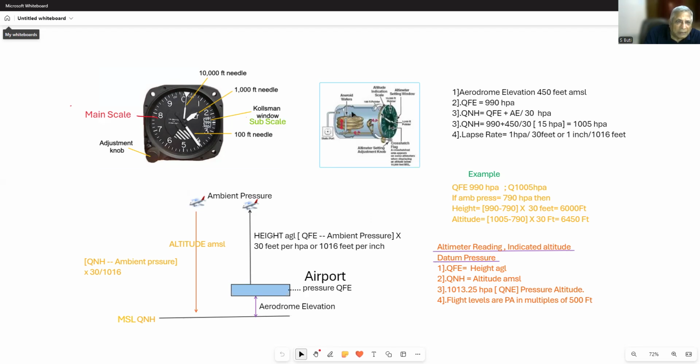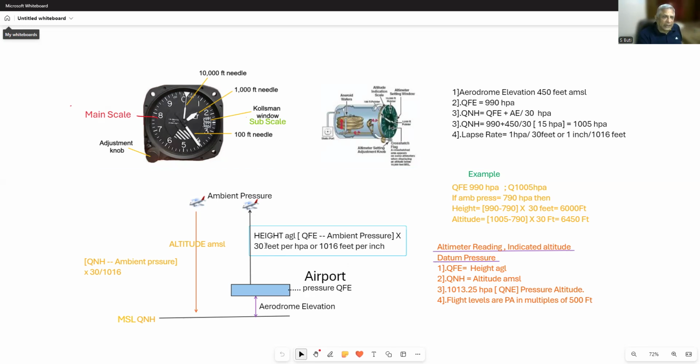As I start climbing, outside pressure keeps falling, the capsule keeps expanding, and my reading keeps increasing. At the standard rate, for every 1 HPA fall of pressure, my altimeter will register a 30 feet increase in my altimeter reading.